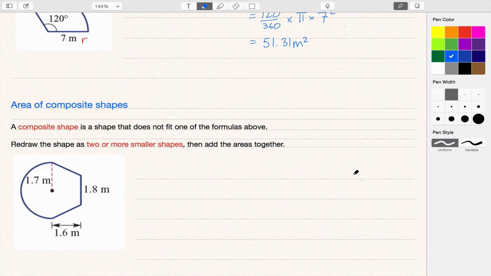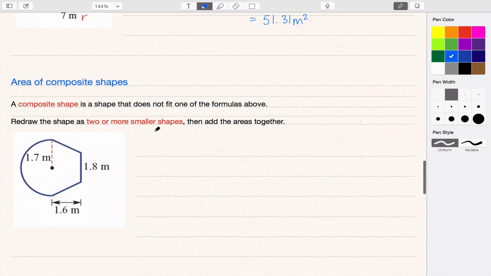Area of composite shapes. Next. A composite shape is a shape that doesn't fit one of the formulas above, and it's usually made up of 2 or more smaller shapes that you can break it into and then add the areas together. So what I've suggested here is that you redraw the shape as 2 or more smaller shapes and then add them together. So for this one here, it might take a bit of working to work out what your smaller shapes are. So it'd be a good idea to use a pencil.